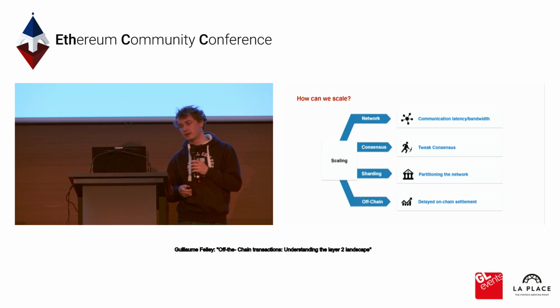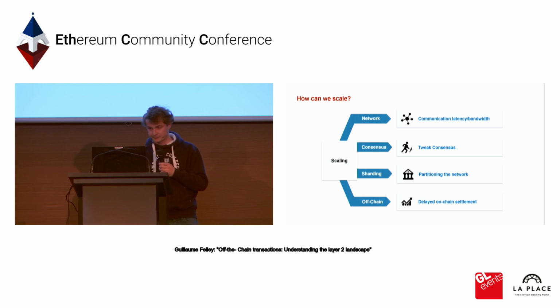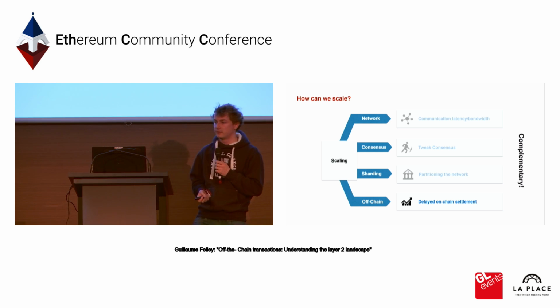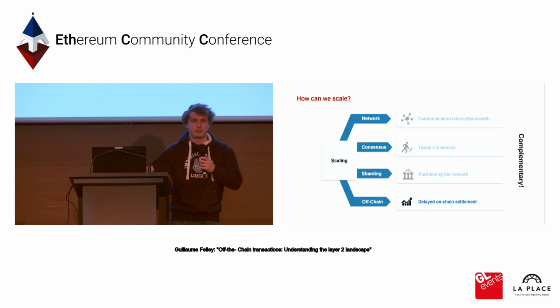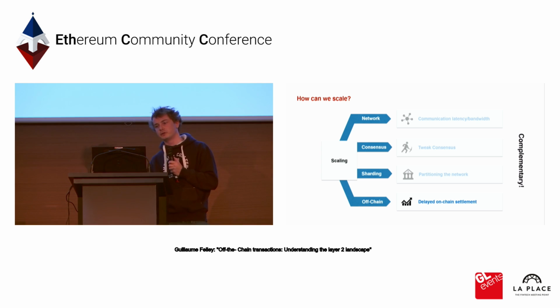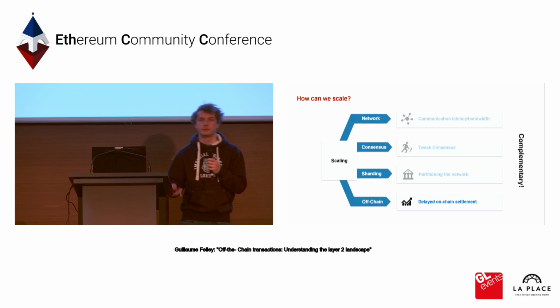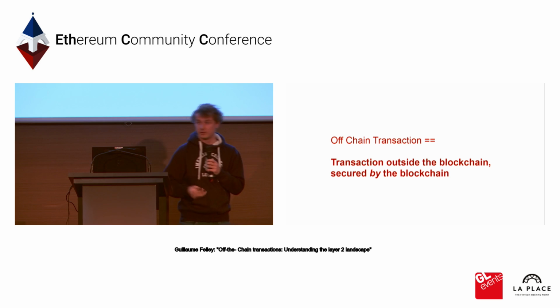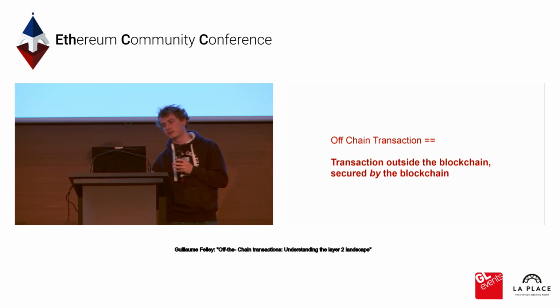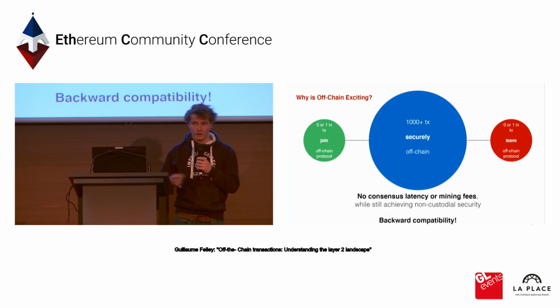Off-chain is basically delayed on-chain settlement. All these approaches are complementary. And yeah, I believe if you want a blockchain that truly scales, you will need all of them. In one sentence, an off-chain transaction is a transaction outside of the blockchain, but which is still secured by the blockchain. Why is it exciting?